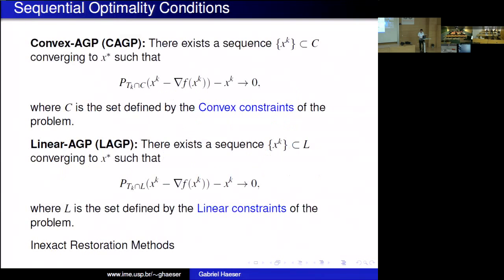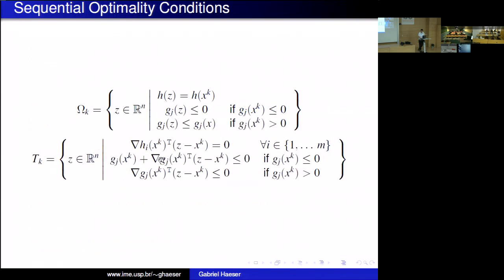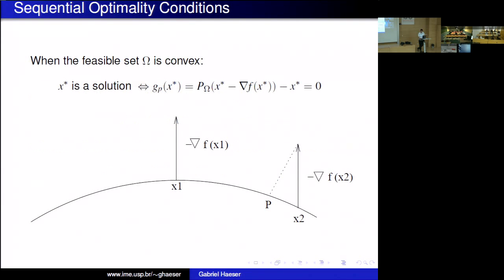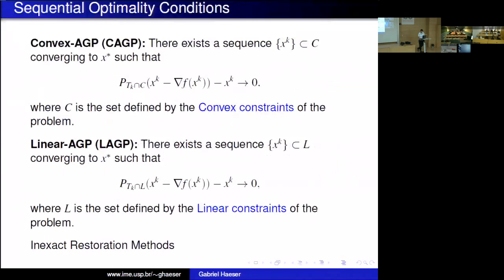Okay, and this is the general set Tk here that defines the AGP condition for a general inequality and equality constraint problem. Okay, so there are some other conditions. They are important for some other classes of problems.